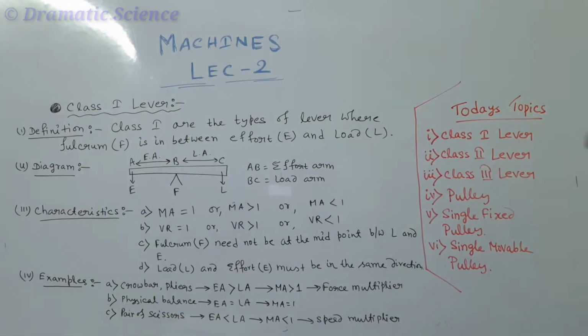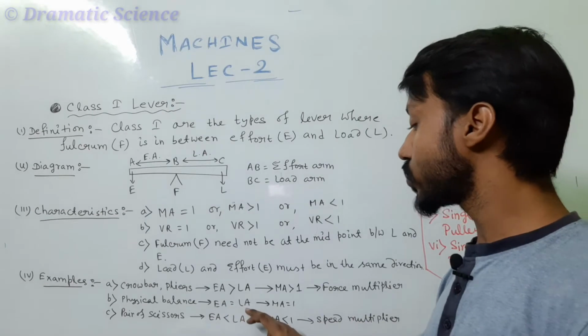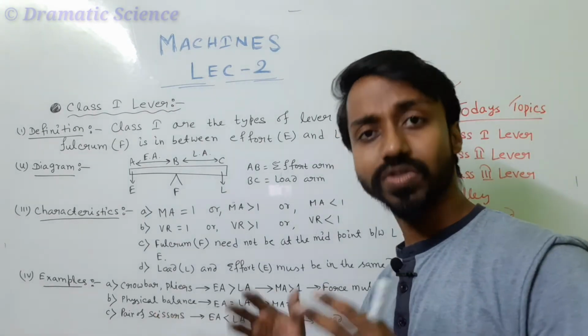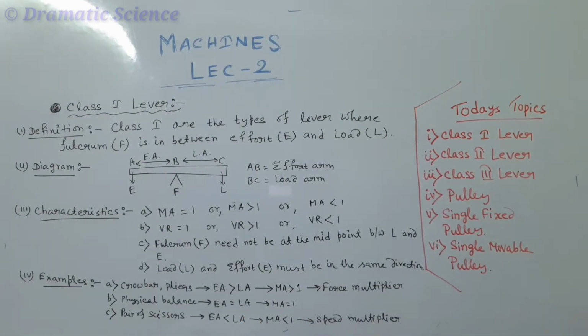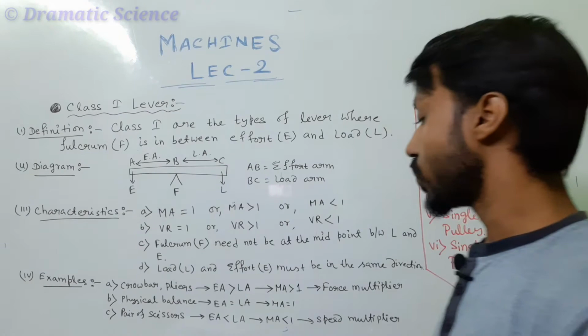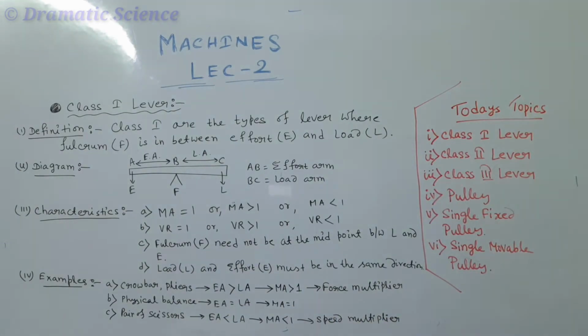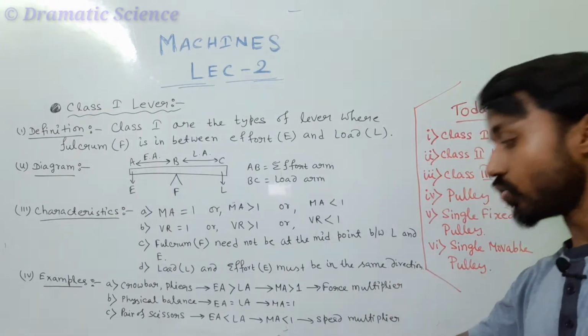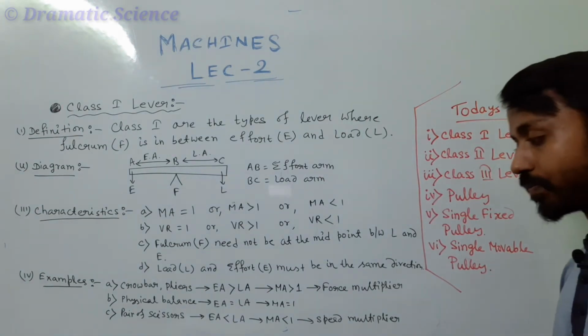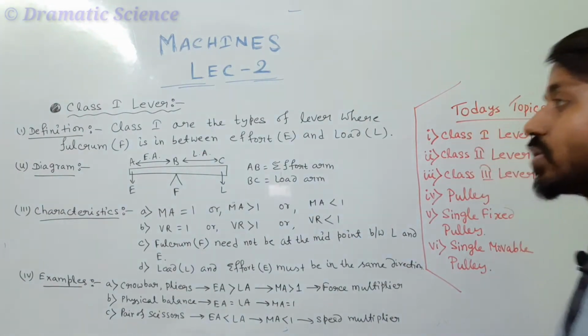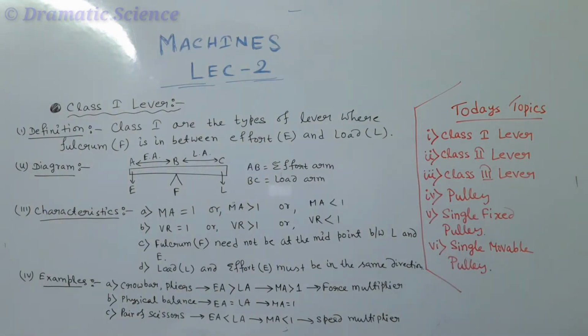Next, number 2, physical balance, where effort arm equals load arm. I think you have seen a physical balance in any grocery store, right? So effort arm equals load arm, that's why mechanical advantage is 1 and it is not any kind of multiplier. Example number 3, pair of scissors, where effort arm is less than load arm and we get mechanical advantage and velocity ratio as less than 1. So this type of instrument is used as a speed multiplier, right? This is the concept of class 1 lever. Kindly note it down in your classwork copy. Next we will move towards our second topic, that is class 2 lever.